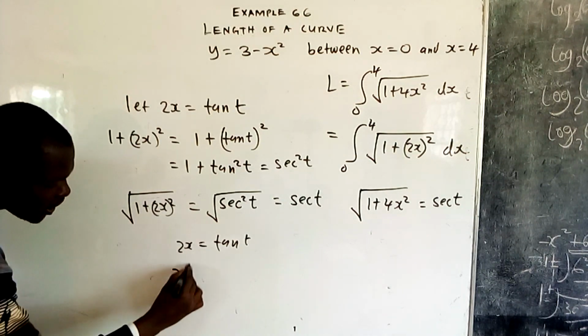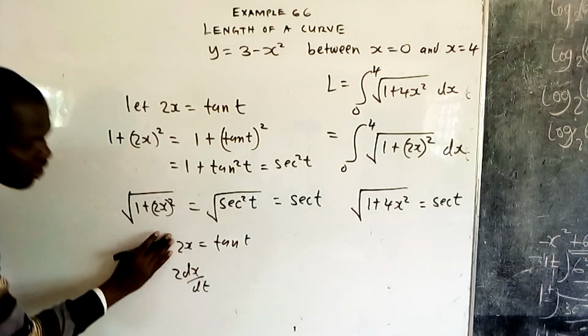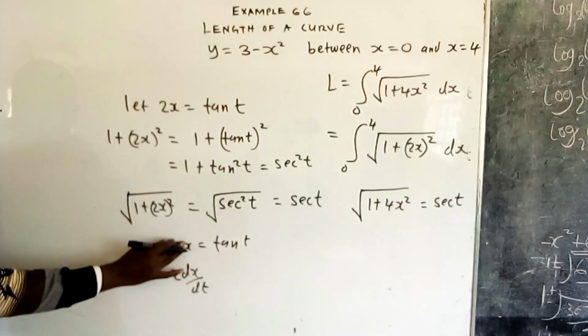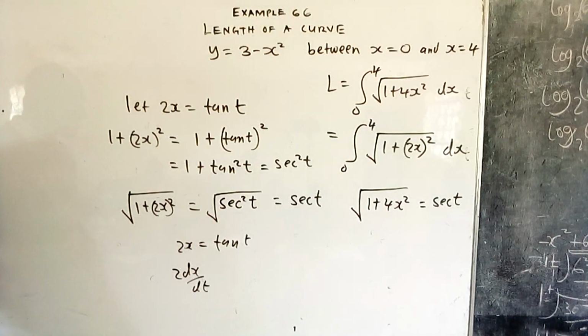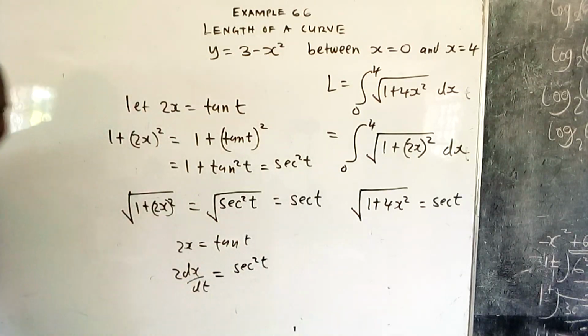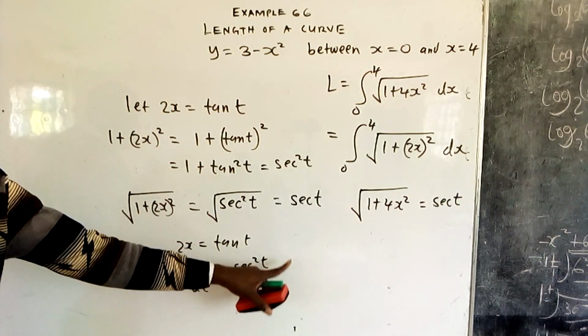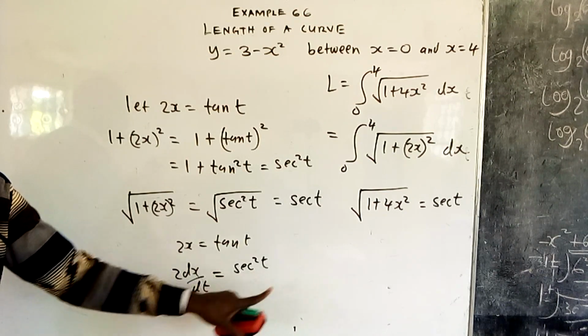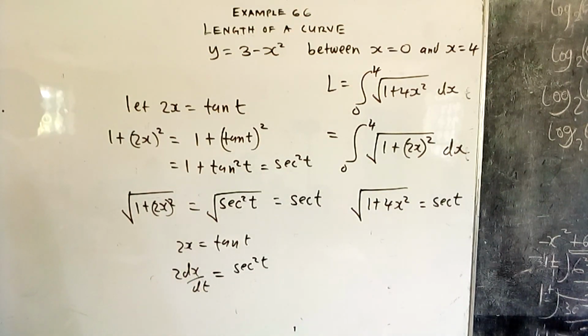See here, you get 2 dx over dt. See, 2 is a constant. You differentiate x with respect to t, you get dx over dt, isn't it? Then you differentiate tan t with respect to t, you get sec squared. If you differentiate tan, you get sec squared, isn't it? You differentiate the inner function, you get 1. Then you remain with, you are differentiating t with respect to t, you remain with dt over dt, doesn't it? Are we together?